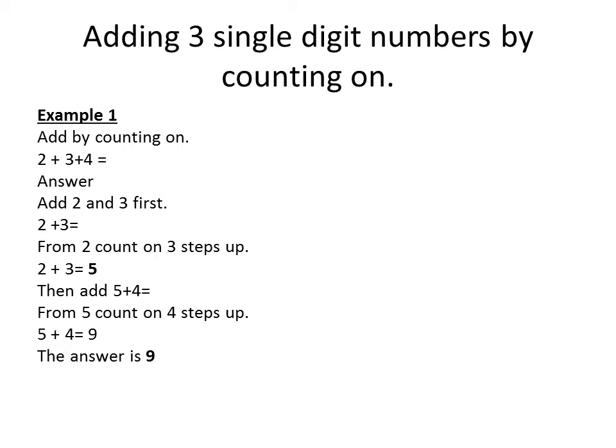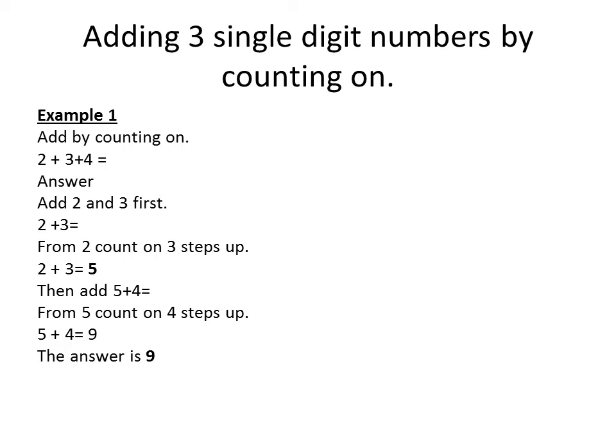So here we have 2 plus 3 plus 4. How are we going to add this one? These are three single digit numbers. 1, 2, 3. Those are three single digit numbers: 2 plus 3 plus 4.